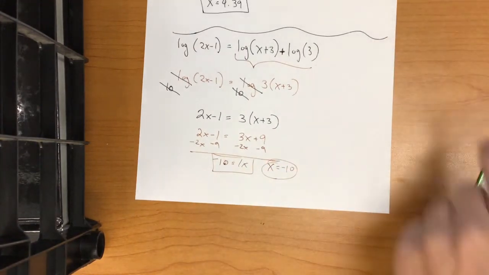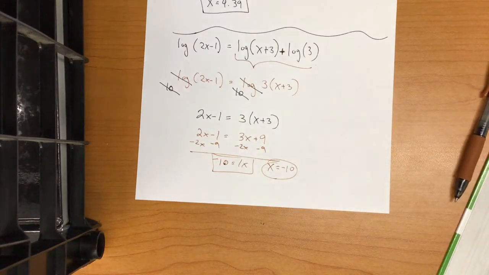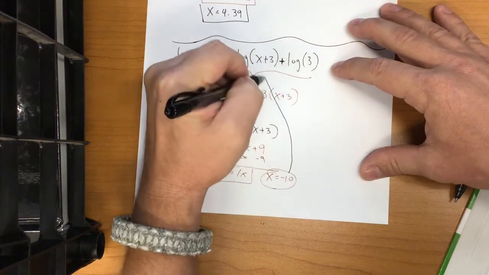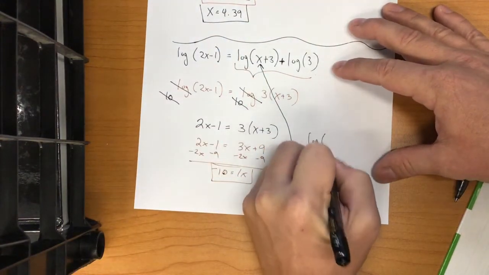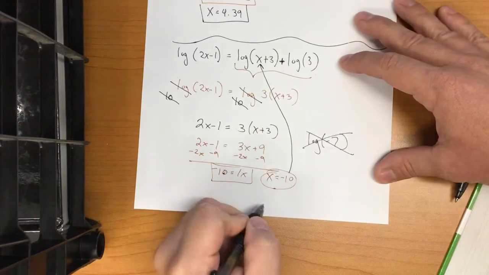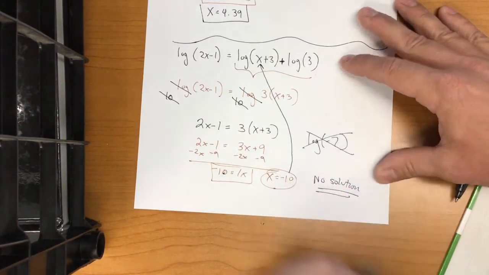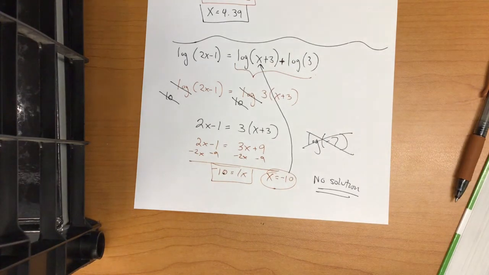Now, don't forget on log equations, right? When you solve a log equation, you always have to check to make sure it works. You have to plug it back in. So if we plug this in right here, we're going to be doing log of negative 7, which we know we can't do logs of negatives. So this actually has no solution. So this is an example of a log function that doesn't have an answer.